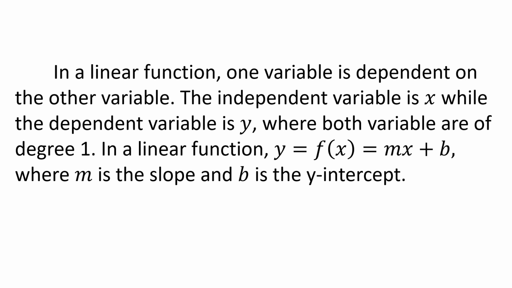Okay, so in a linear function, one variable is dependent on the other variable. The independent variable is x, while the dependent variable is y, where both variables are of degree 1. So in a linear function, y equals f of x equals mx plus b, where m is the slope and b is the y-intercept. So y and f of x, they are just equal. We just changed the y into a function of x.